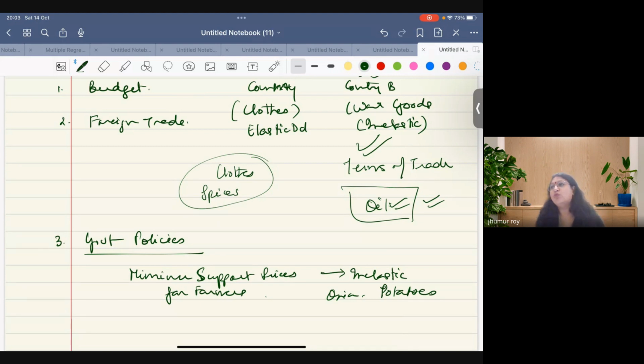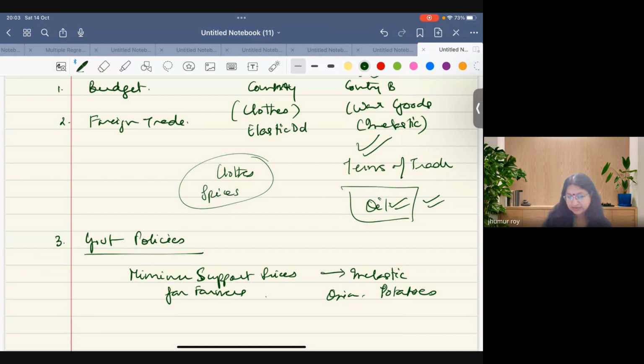Now, if there is more production and there is a bumper crop and a lot of it is available in the market, consumers are not going to buy more of it. So what happens? The farmers incur a lot of loss. And because of that, the government fixes a certain rate.